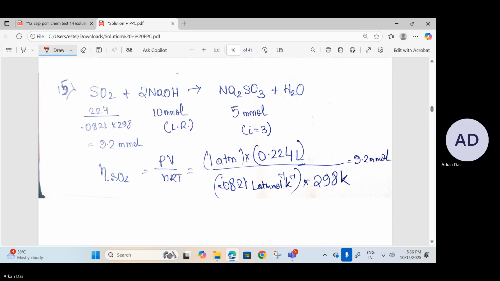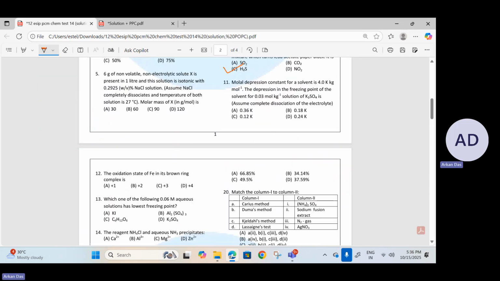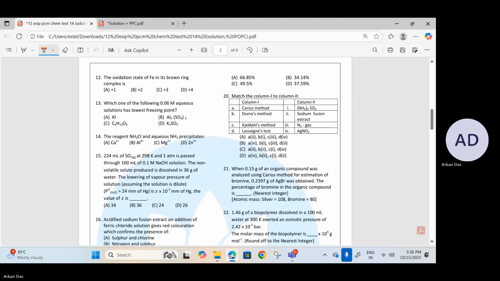Next one. Question number 15. 224 ml of SO2 at 298 Kelvin and 1 atm is passed through 100 ml of 0.1 molar NaOH solution. The non-volatile solute produced is dissolved in 36 gram of water. The lowering of vapor pressure of the solution, assuming the solution is dilute, will be X into 10 to the minus 2 of the given unit. What is the value of X?